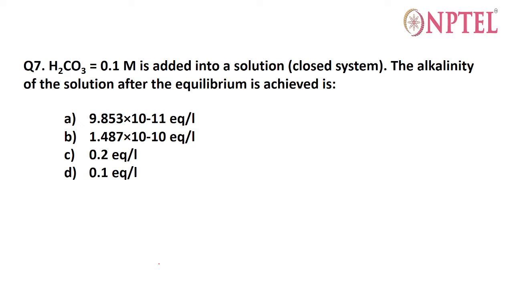So H2CO3 concentration equal to 0.1 mole is added into the solution. It's a closed system. And the alkalinity of the solution after the equilibrium is achieved is A, B, C, or D. You have to answer, right?